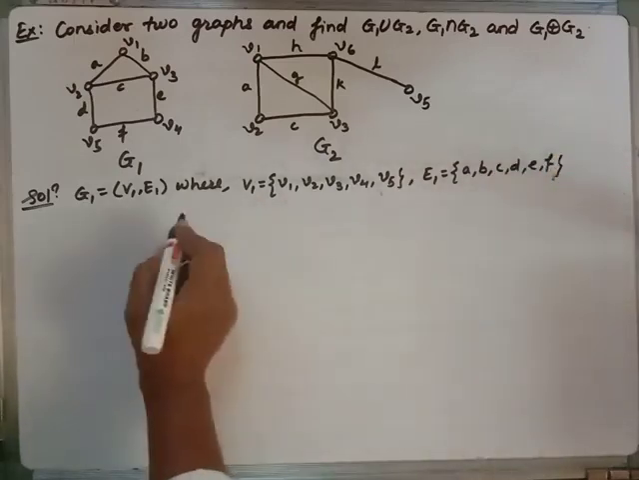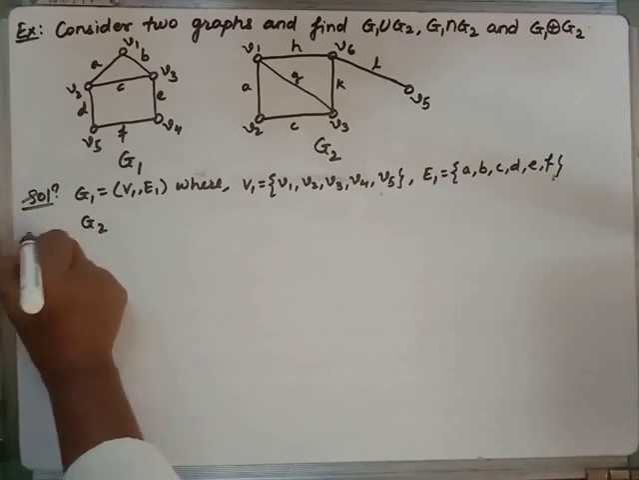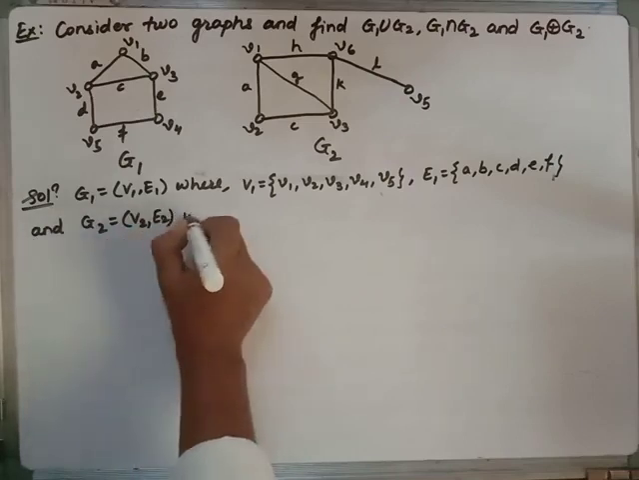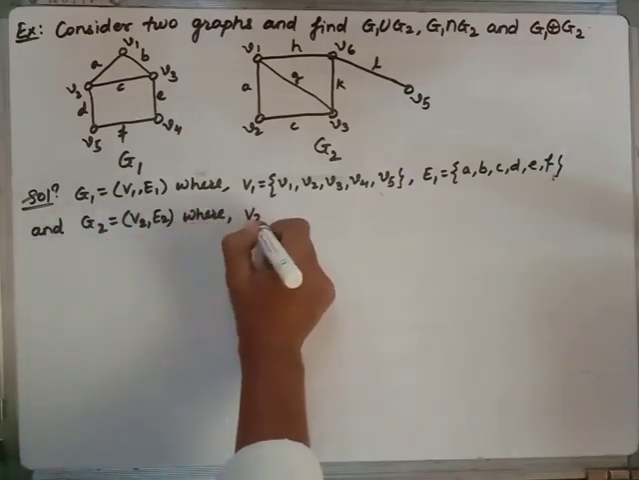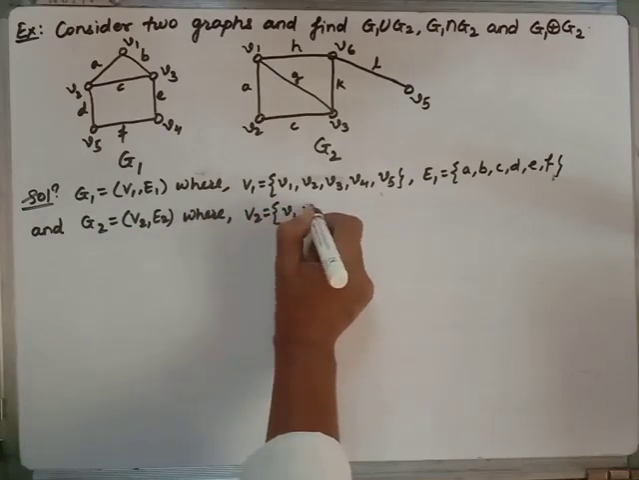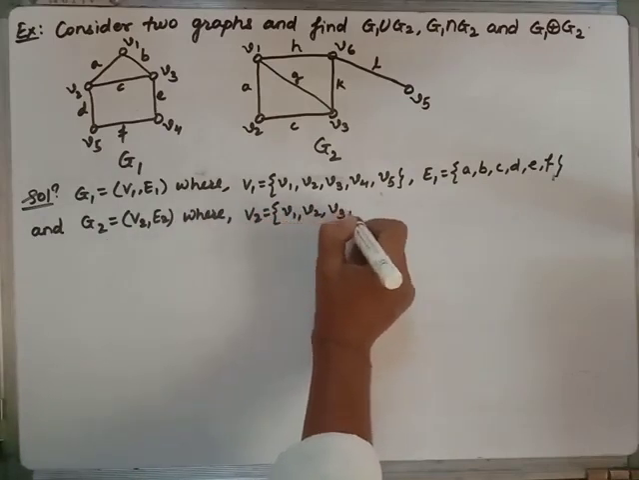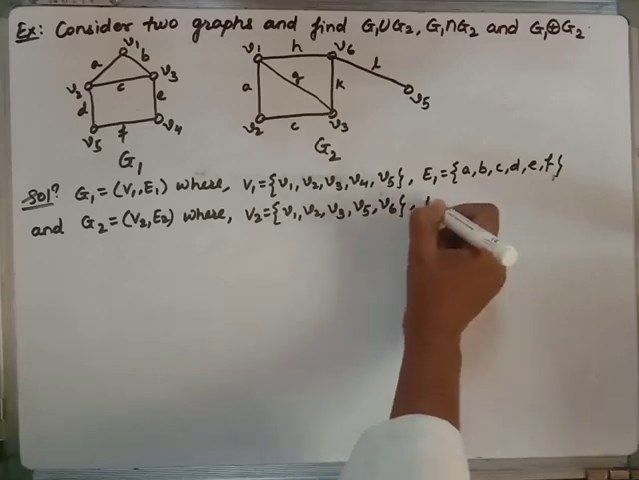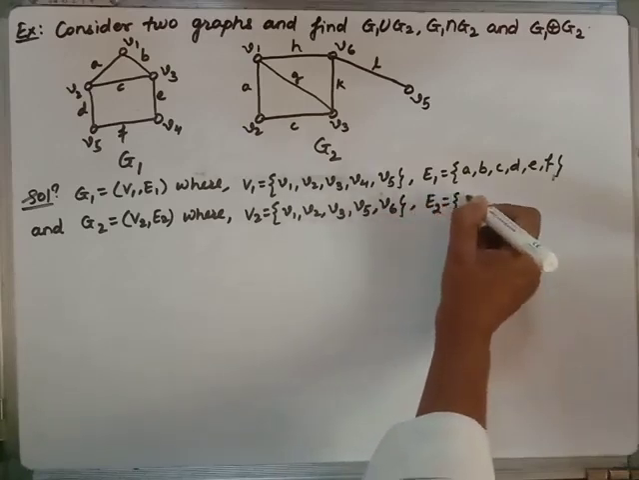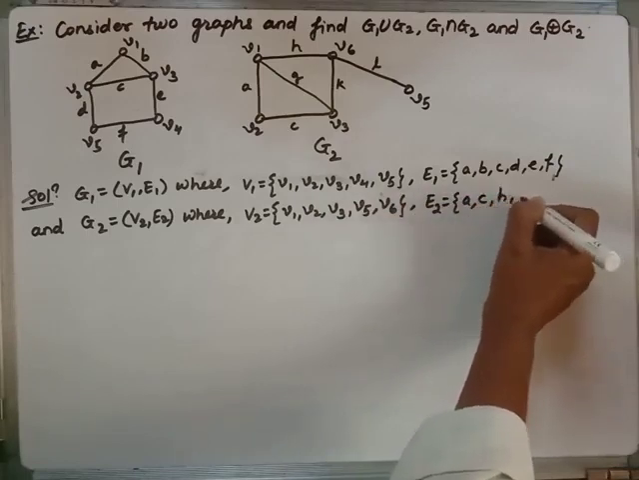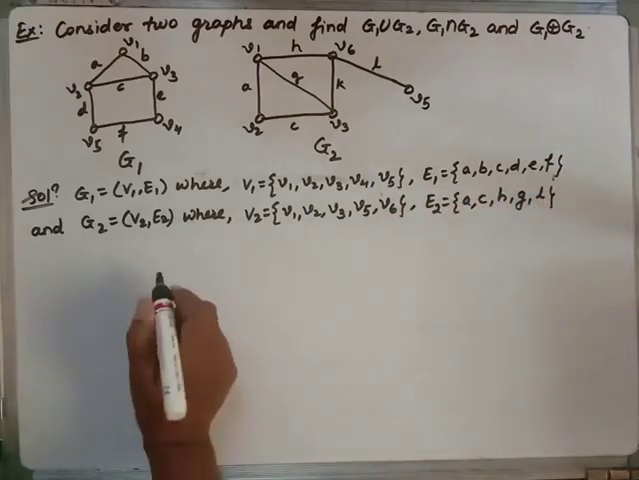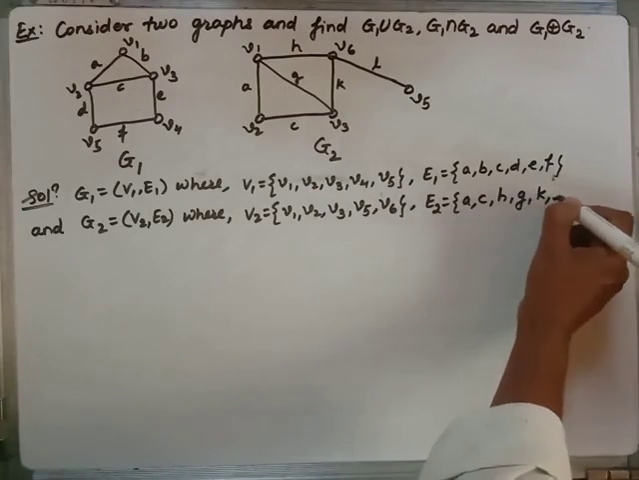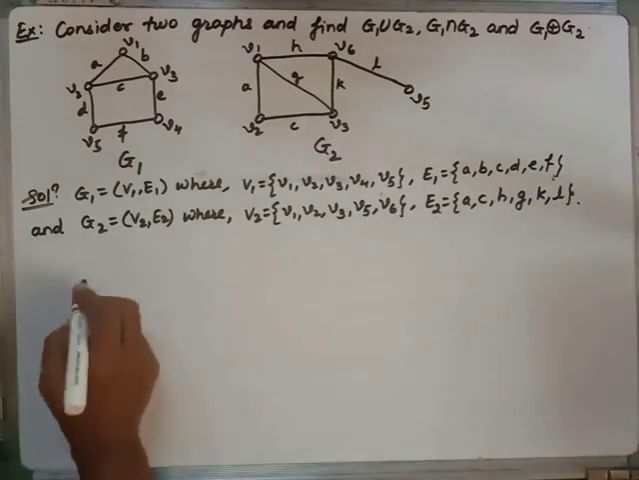Similarly, G2 is V2, E2, where V2 is V1, V2, V3, V5, V6. And the edge set E2 is A, C, H, G, K and L. Fine.